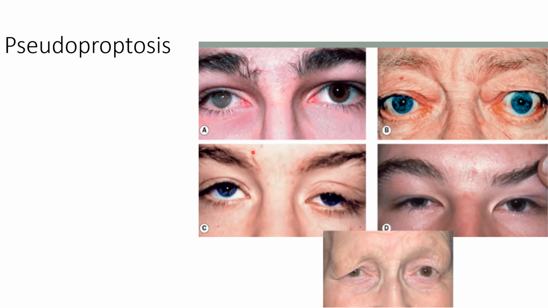Here you can see this one. This is a phthisical eye. You can see this eye appears smaller than this one, and then you can see this one has a ptosis in this eye, and this appears as a proptosed eye.